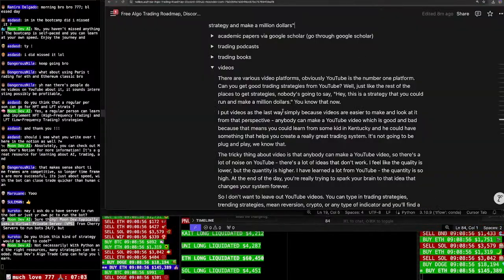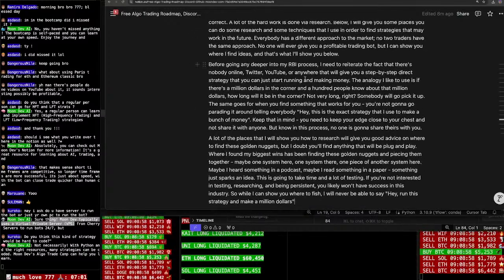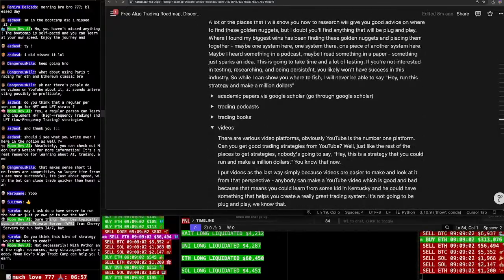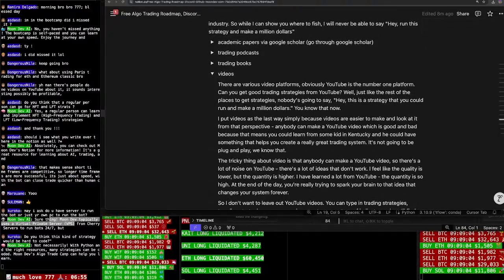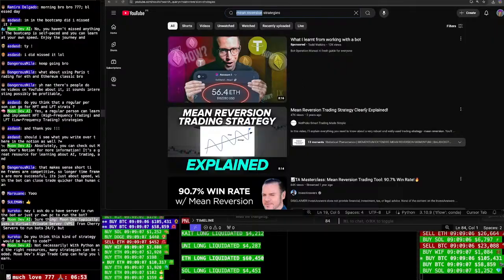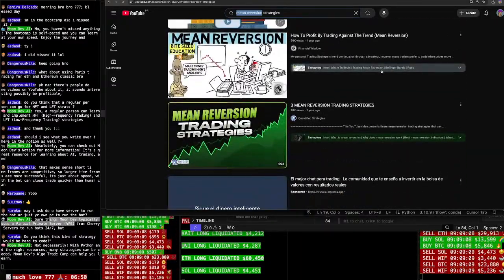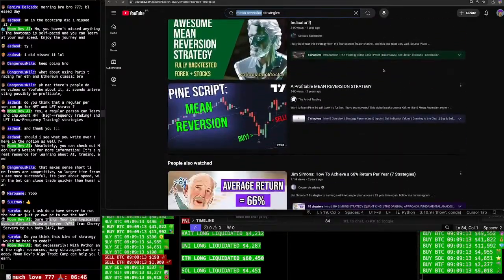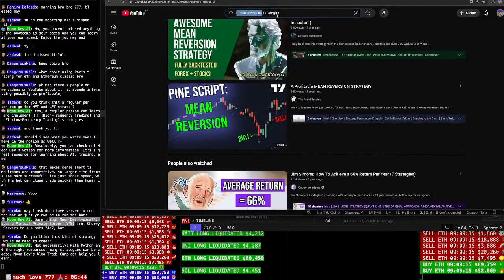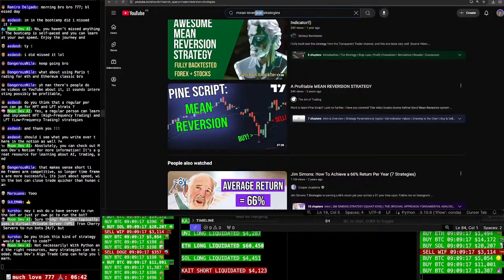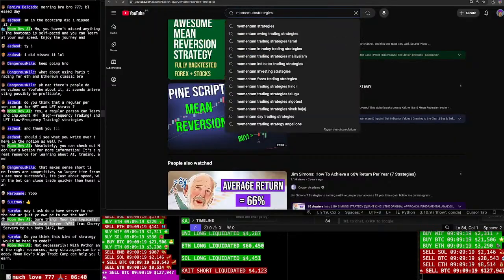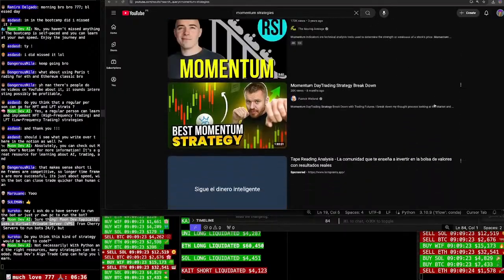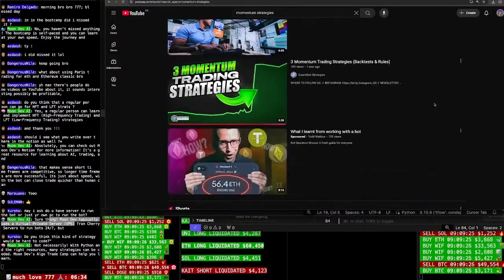All of these things that you've picked up, all of these keywords, all of these approaches to markets, all of these ideas and thoughts, just type them in here. Mean reversion strategies. You want to go deeper? You know how to research. You found me, so I know you're a great researcher. Mean reversion strategies, momentum strategies. You can watch these forever.